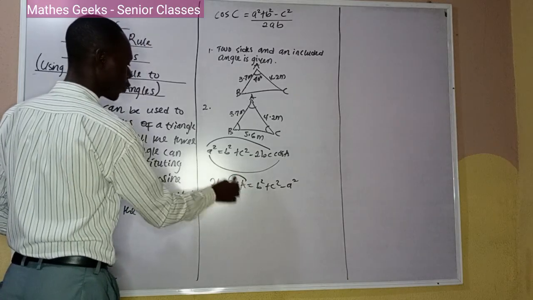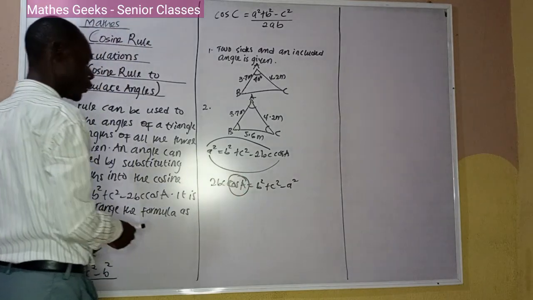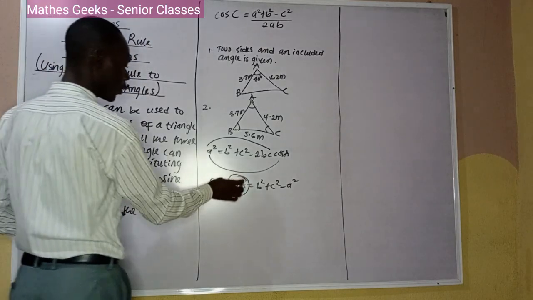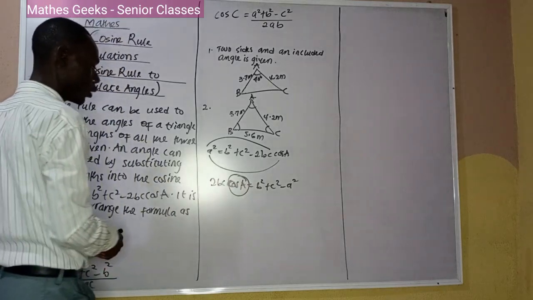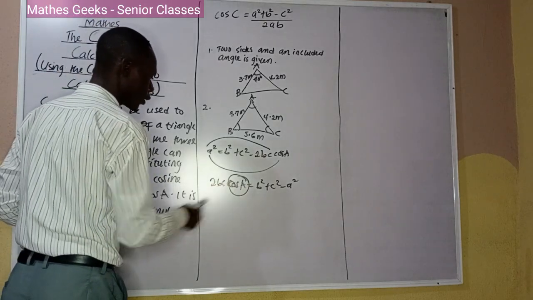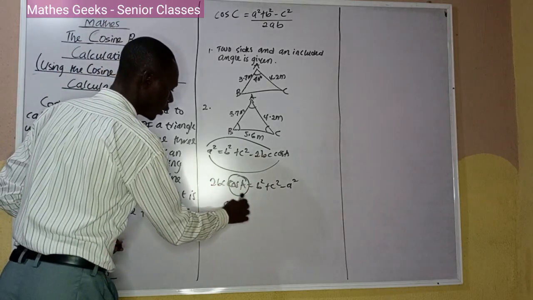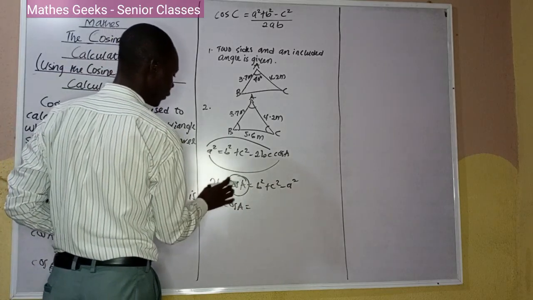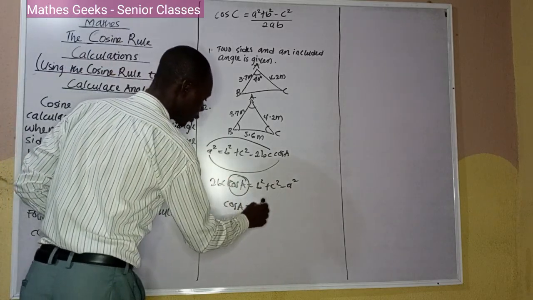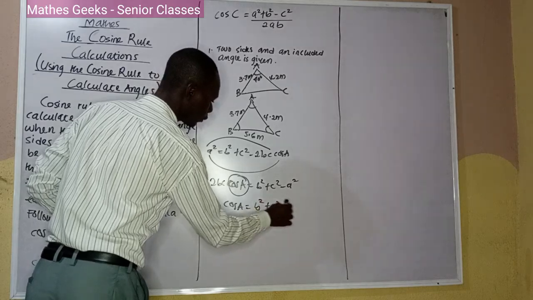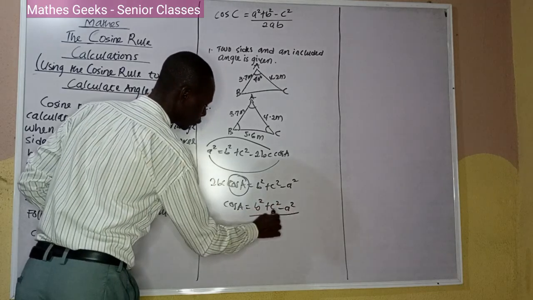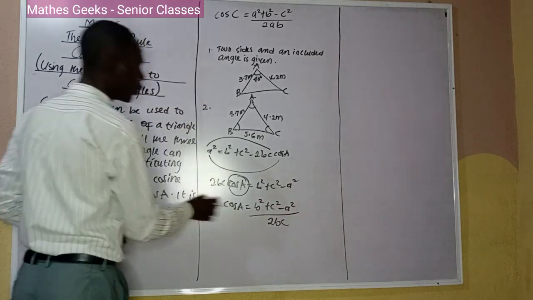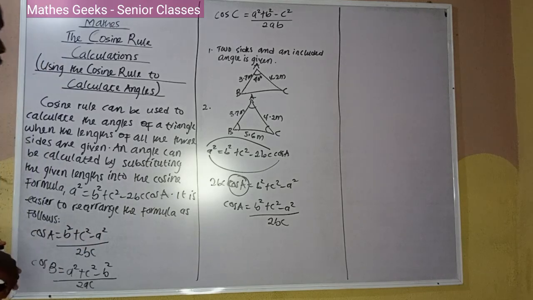Since we are calculating the value of A, we make cos A the subject of the formula by dividing both sides by 2bc. So cos A equals b squared plus c squared minus a squared over 2bc. This way, we've made cos A the subject of the formula.